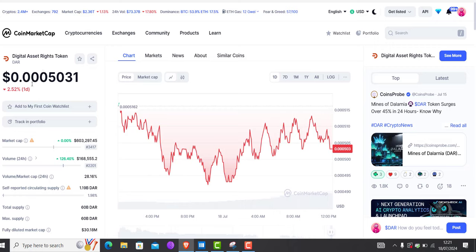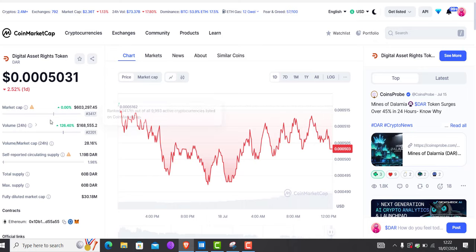Digital Asset Rights token, okay? So this is the price of this coin. Market cap currently zero. 603 million, no, it's not millions, this is thousands, isn't it? CoinMarketCap has not verified the project's market cap.